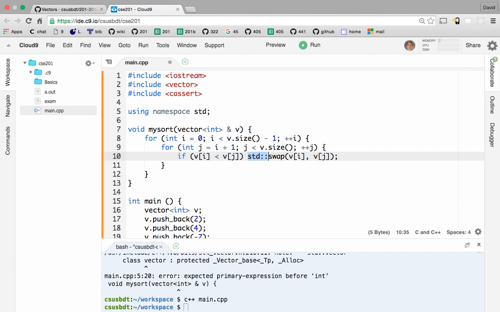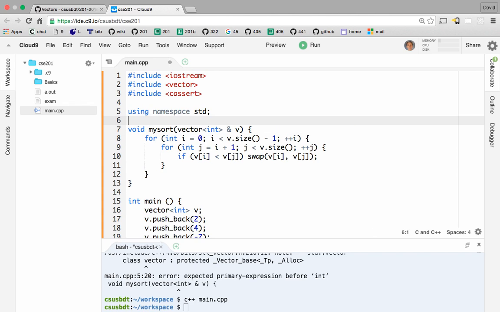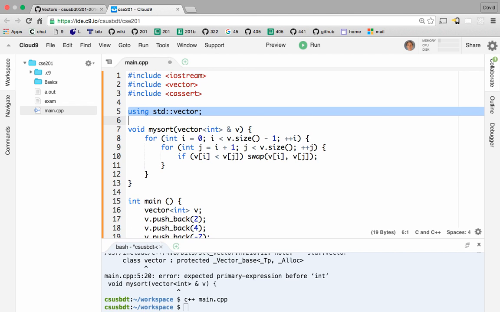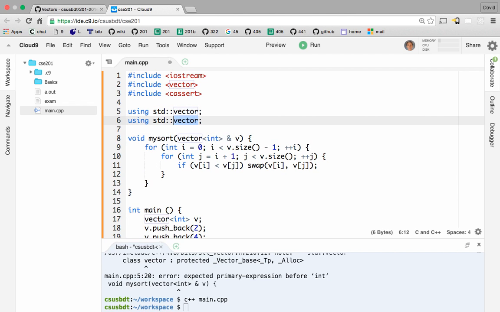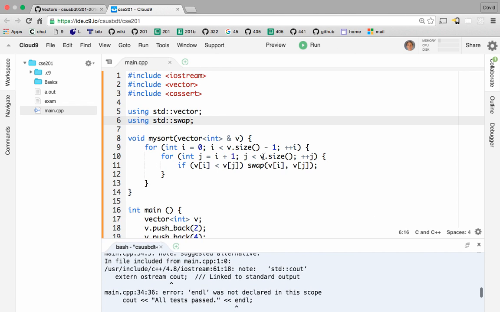Some programmers will never do this because we're importing every name from the standard namespace. If we wanted to be restrictive, I think we can do this. I think we can do that. Is that syntax good? I've never done this before. That doesn't work. Oh, endl and cout. I got to use those too.